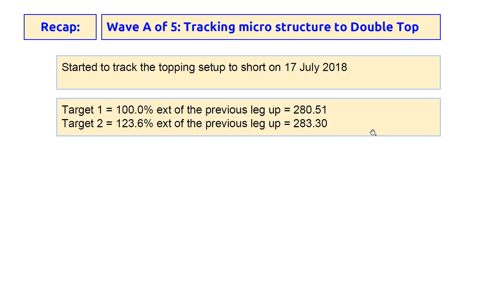So recap, we started to track the topping setup to short it on 17th of July 2018, and back then, I should tell you, I saw so many posts saying, oh, we have topped, I'm loading on puts, and this is again why I strongly recommend you to learn and practice harmonic Elliott wave theory, because it trains your eye for a structure, for 5-wave structure at least, and pretty soon you would realize until the structure is completed, you cannot and you should not say that the market has stopped, because even if we have that grinding stage when bulls look really tired, it doesn't matter.